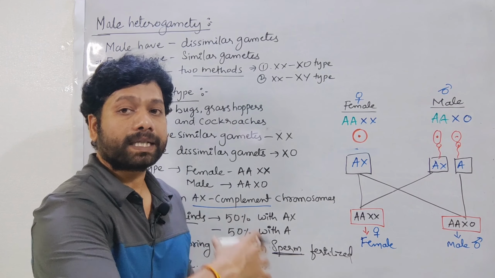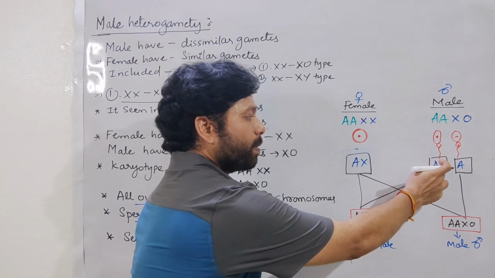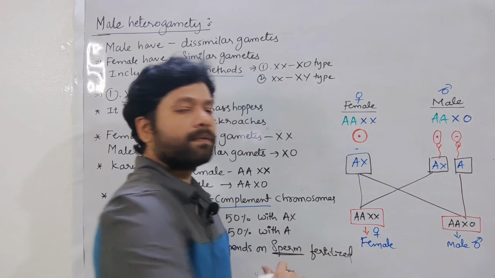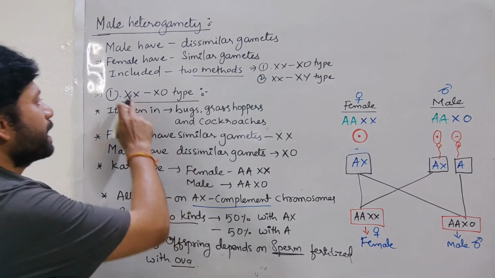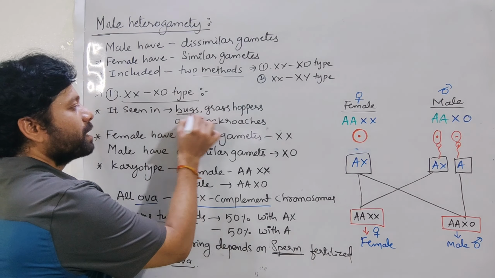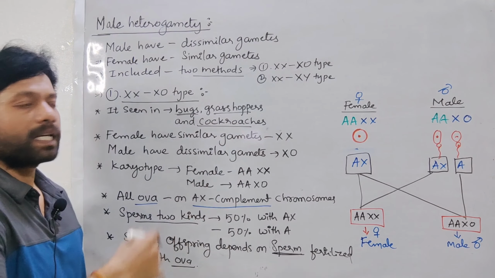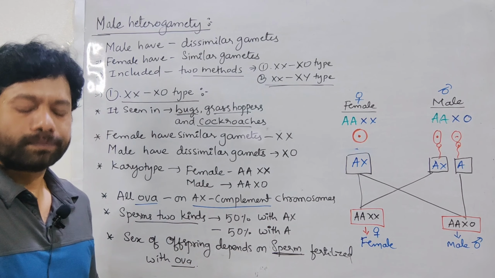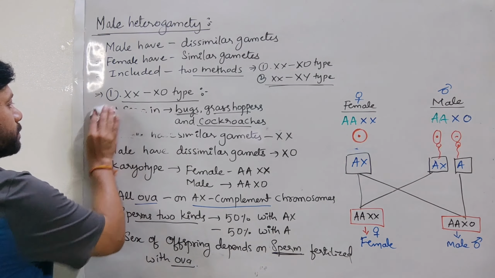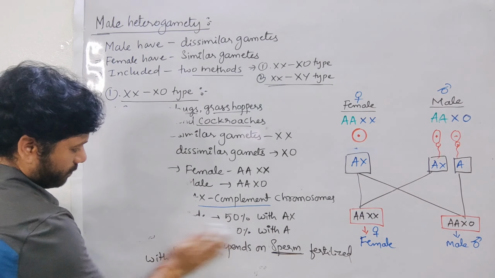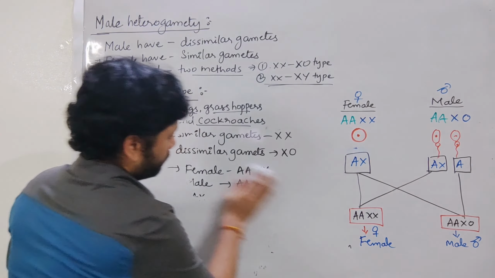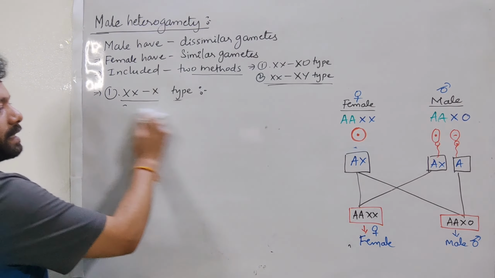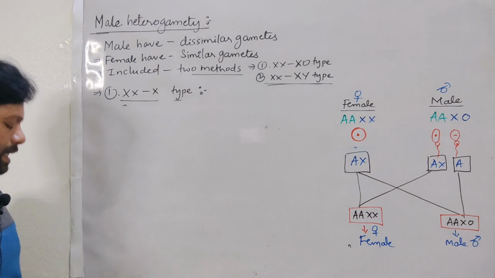So the sex of the offspring depends on the type of sperm. This type of AX can fuse with the ova and become female. This type, when it fuses with the ova, becomes male. So which type is it? XX, XO. It can be seen in some insects like bugs, grasshoppers and cockroaches. Let's discuss the second type.